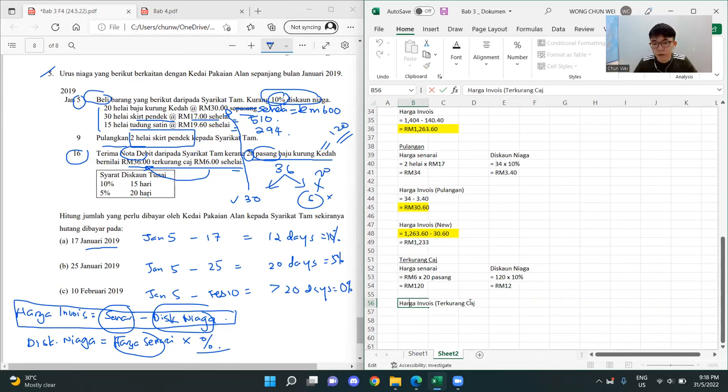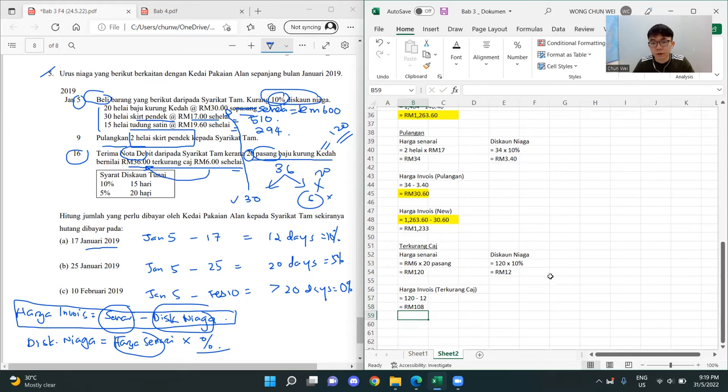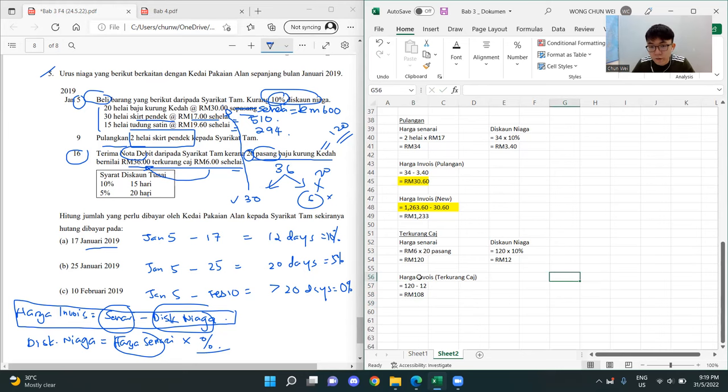Is actually using the harga senarai 120 ringgit minus the discount niaga 12 ringgit, and there you go, you get 108 ringgit. Not done yet, I have to find my harga invoice yang baru again, the latest one sekarang. So this is not the new one, this is the new one. Now maybe I put the new two. Okay, so this is the latest one.